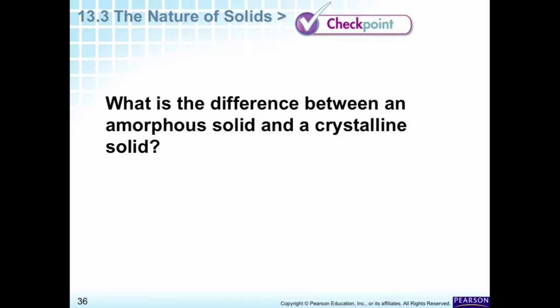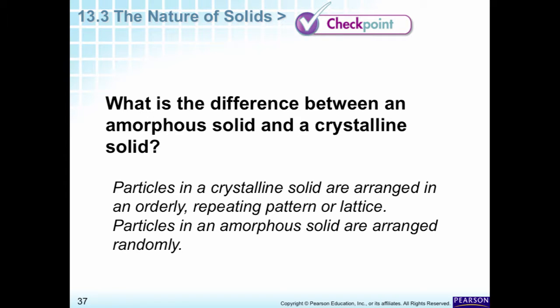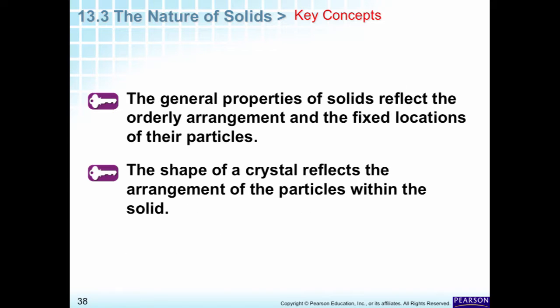All right. So what is the difference between an amorphous solid and a crystalline solid? This is just a review of what we just talked about. Amorphous solids don't have order. Absolutely right. That's it. So the crystalline solid is arranged orderly. Amorphous solids are random. All right. So to summarize section 3, the general properties of solids reflect the orderly arrangement and the fixed location of the particles. The shape of the crystal reflects the arrangement of the particles within the solid.